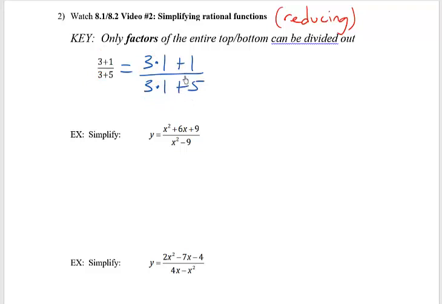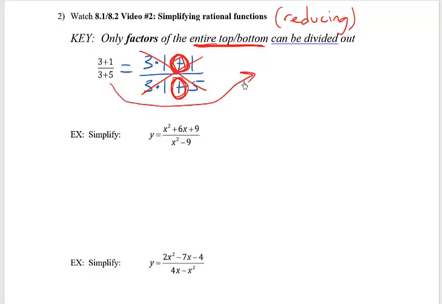What's the problem with that approach? The problem is this 3 is still not a factor of the entire top, and this 3 is not a factor of the entire bottom. What do I mean by that? The top is not a giant multiplication problem. The top is a giant addition problem. Sure, there's a multiplication in here on the side, but the top is not expressed, nor is the bottom expressed, as a giant multiplication problem. These 3s are not factors of the entire top or bottom, and so this approach is completely unhelpful.